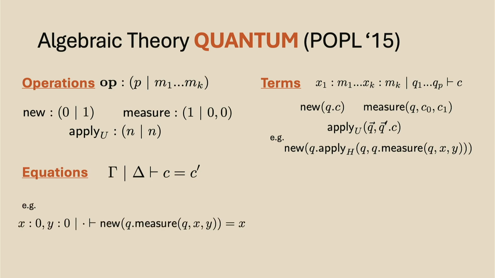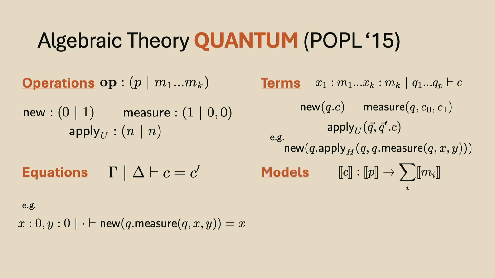Moreover, you can create equations to specify assumptions that you make in your algebraic theory, in the sense that you can assume that certain terms are equal. And this allows you to axiomatize some notion of program equivalence.